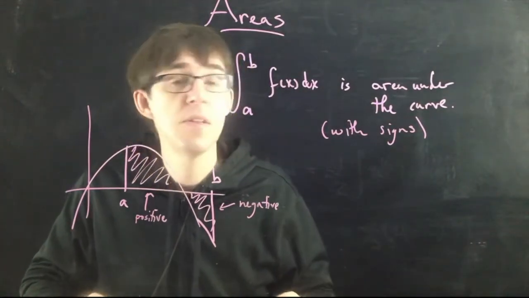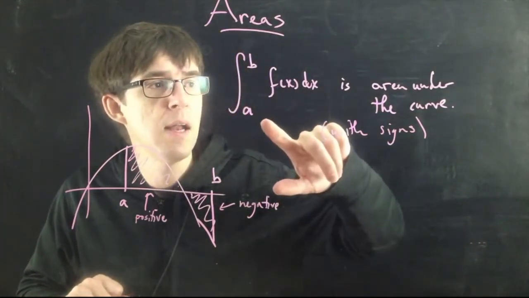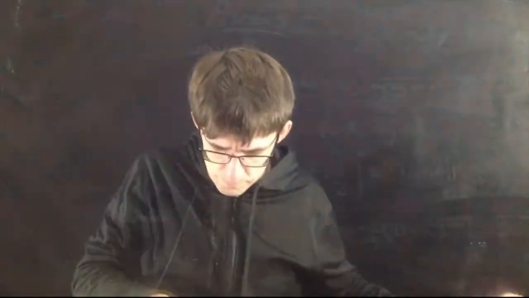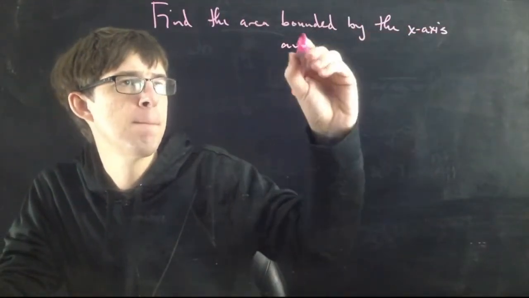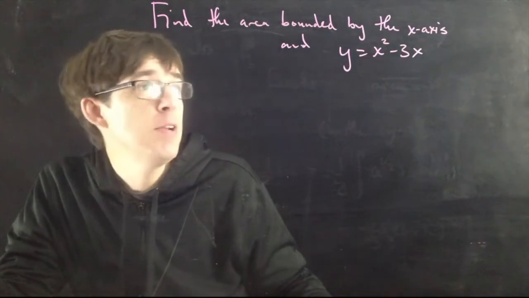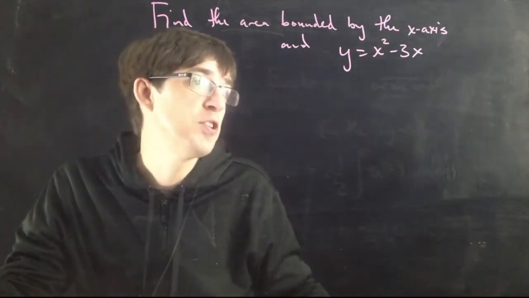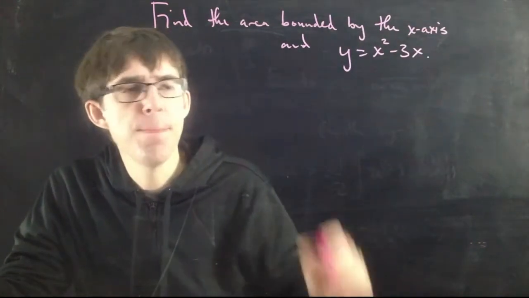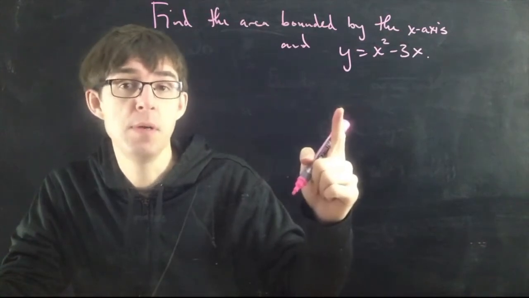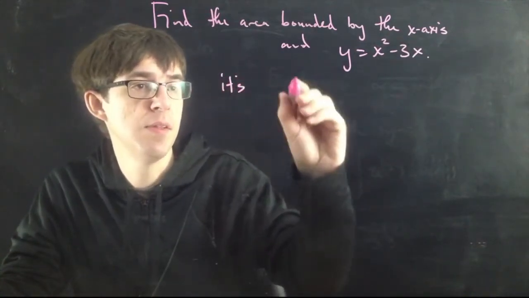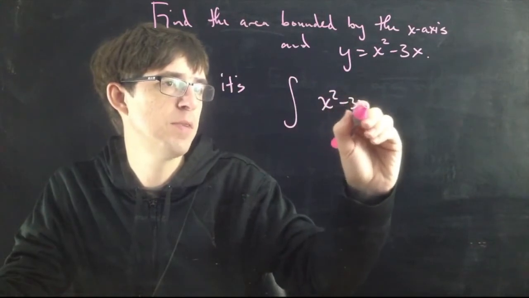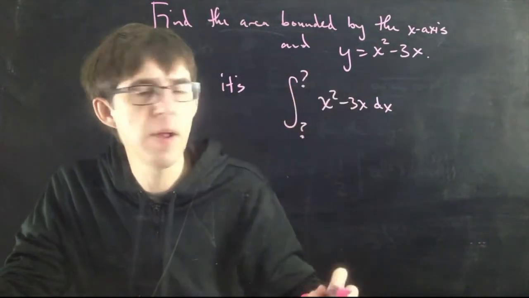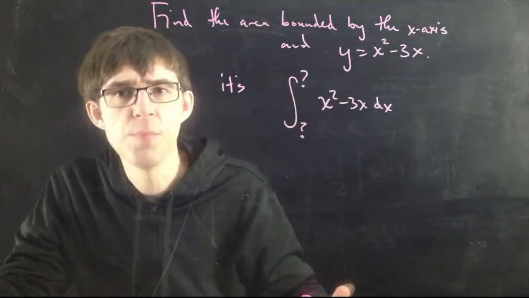Another subtlety is that sometimes you want to find area even though it's not obvious how to set up the integral in the first place. Let's do an example like that. Find the area bounded by the x-axis and this function, y equals x squared minus 3x. The area is going to be the definite integral of x squared minus 3x dx. The problem is, what are you going to put here and here? I didn't tell you what to put here and here.